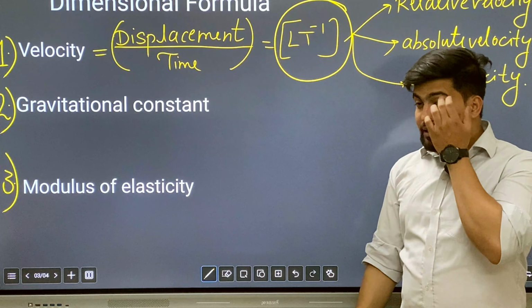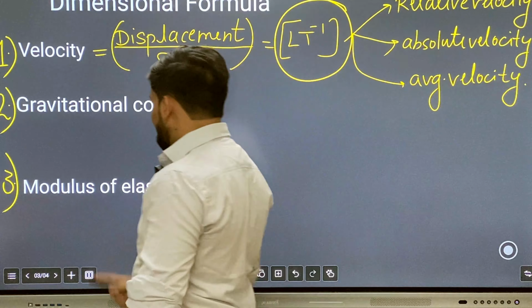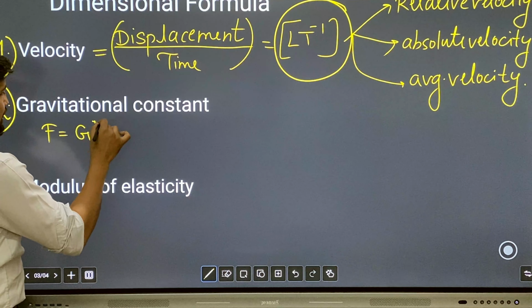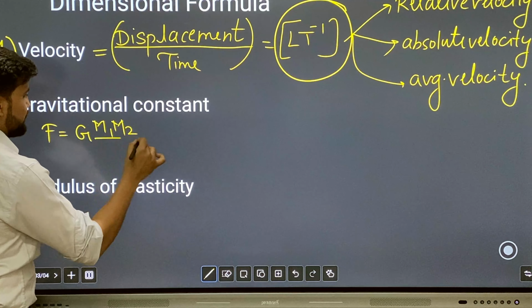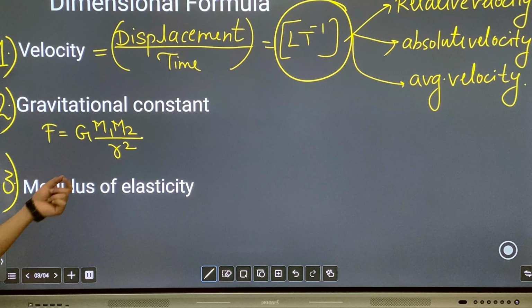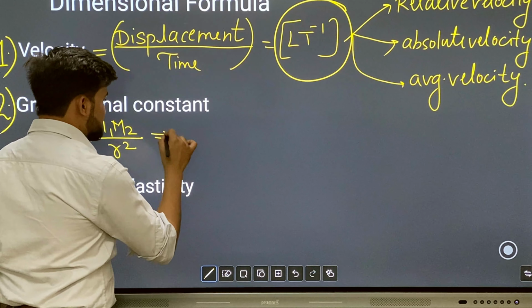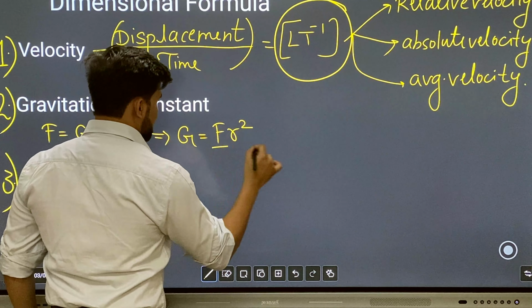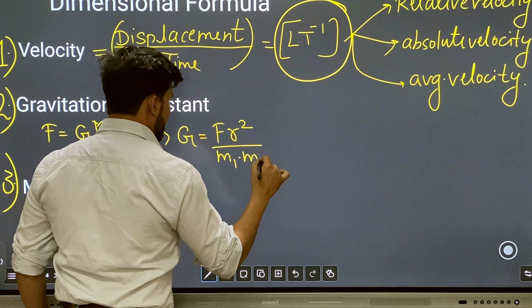Now the second one is gravitational constant. We already know the formula for gravitational force is given by F is equal to capital G m1 multiplied by m2 divided by r square. From here, if you are going to find the value of capital G, the value of capital G will become F r square divided by m1 multiplied by m2.